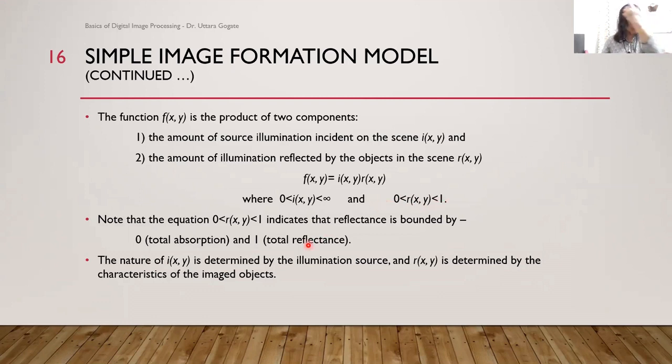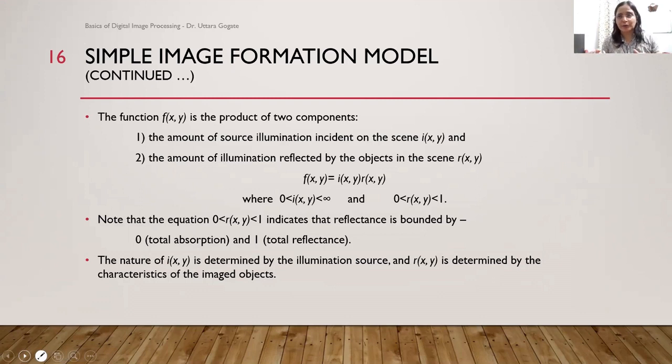Note that this equation indicates the reflectance is bounded by, as I told you, total absorption 0 and total reflectance. So these are the two limits, two boundaries of this function. The nature of I of x comma y is determined by the illumination source, and R of x comma y is determined by the characteristics of the imaging object. So what kind of object it is, depending on that, the reflection is determined. Okay, so if it is a very flashy object, then it reflects more.